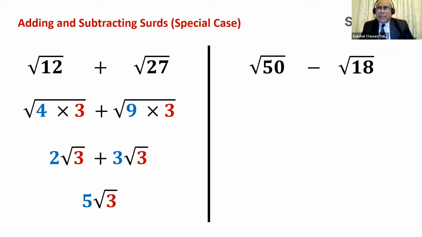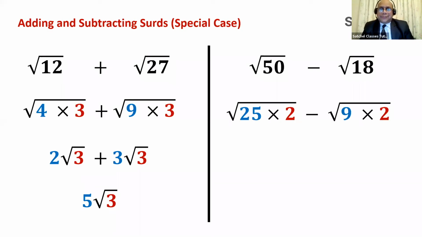Can we do something similar for the second example? Let's try and simplify square root of 50. Remember, we did that earlier. Square root of 50 can be split as 25 times 2, and 18 can be split as 9 times 2, right?